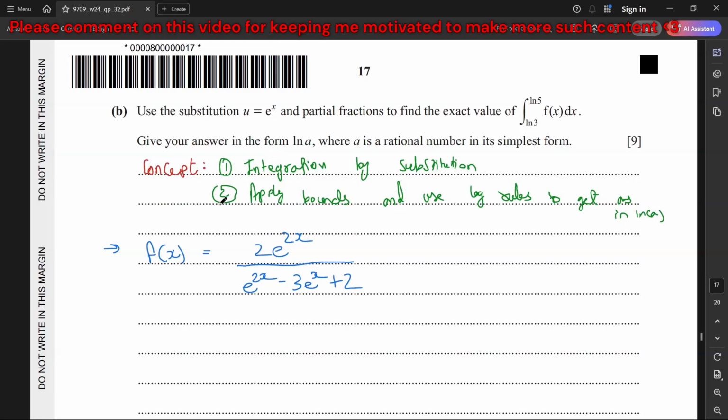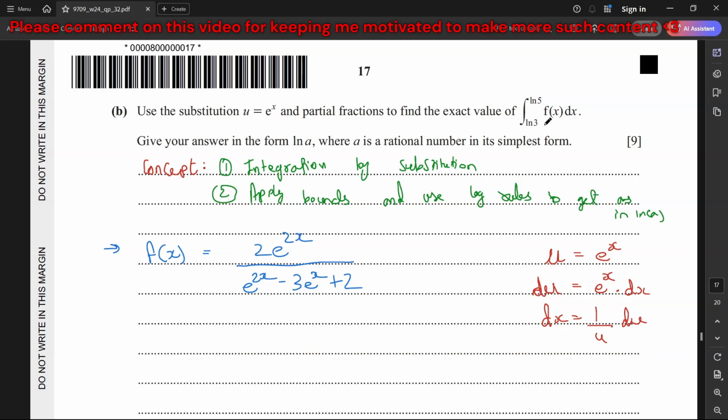So first, let me convert this in the format of u. I'm assuming my u is equal to e^x, so I'll say that du is equal to e^x dx, or du/dx is equal to e^x, making du equal to e^x dx. Then I can say that my dx is equal to e^(-x) du, or basically 1/u du, because e^x is u. So 1/e^x into du will be 1/u du. So I've converted my dx in the format of u.